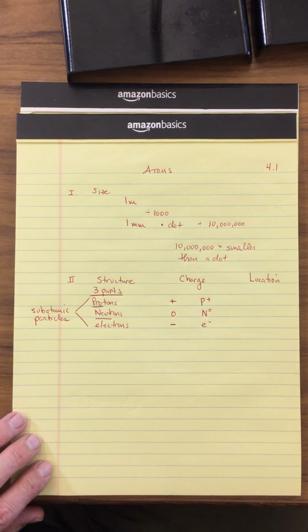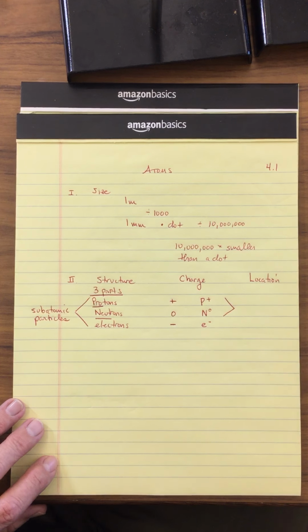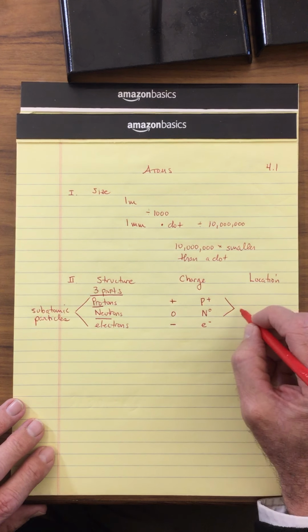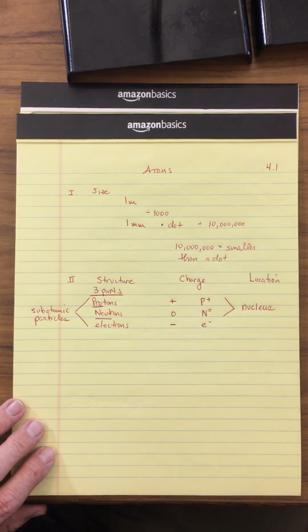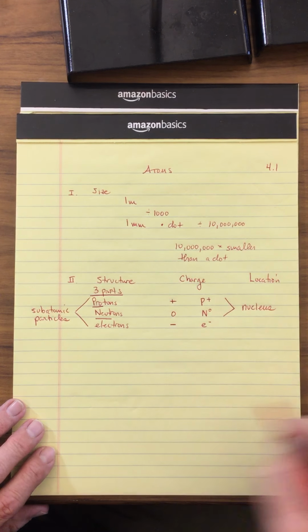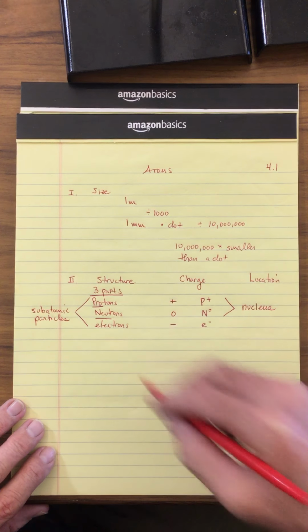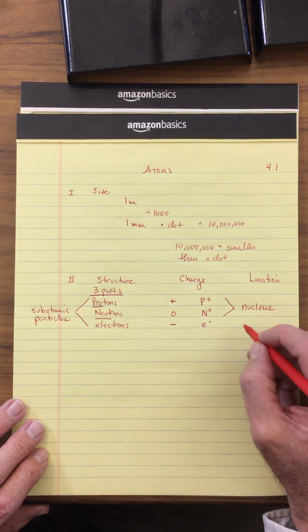Where do you find these? You find the protons and neutrons in the center of the atom, and we'll draw this in just a minute. The center of the atom is called the nucleus. Where do you find the electrons? The electrons are outside that nucleus, and they go around the nucleus in what are called shells or electron shells.